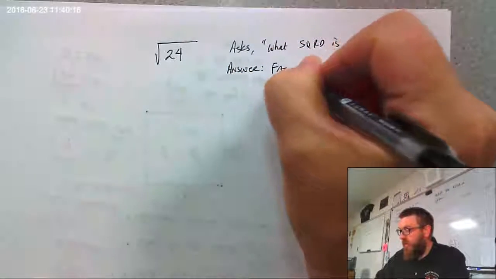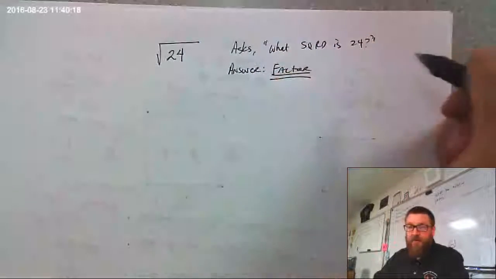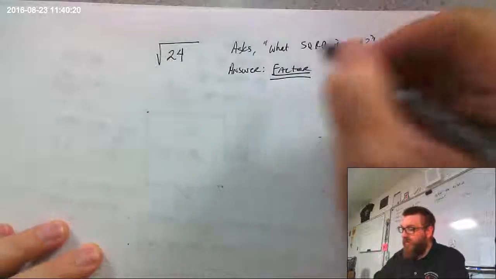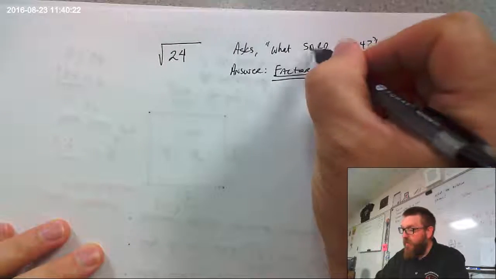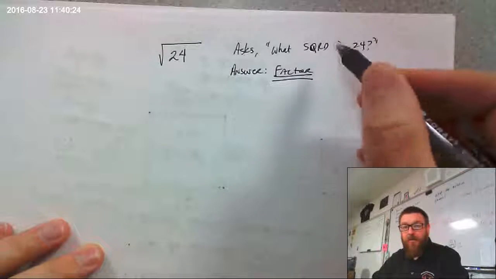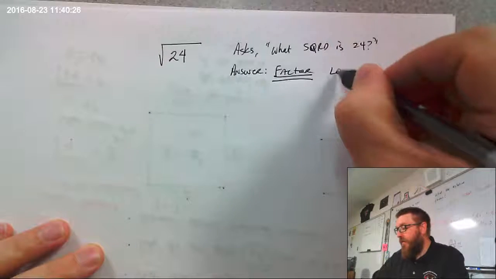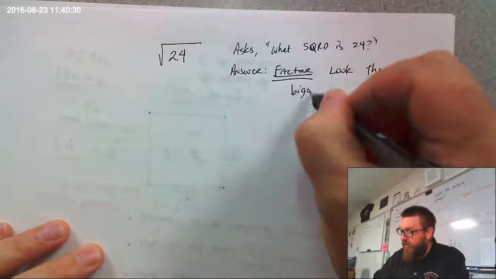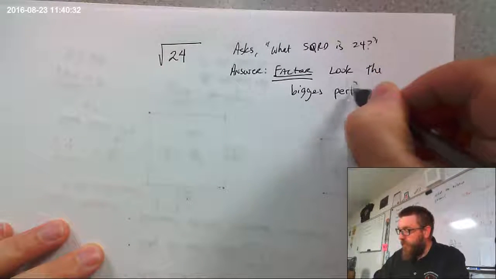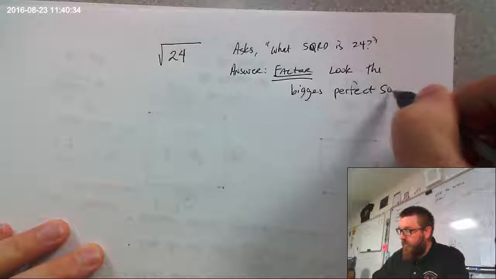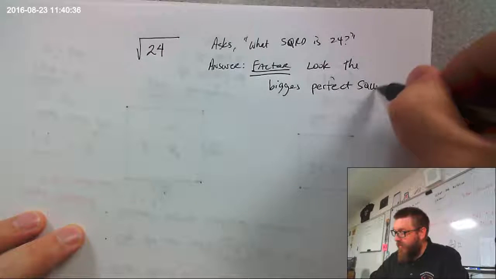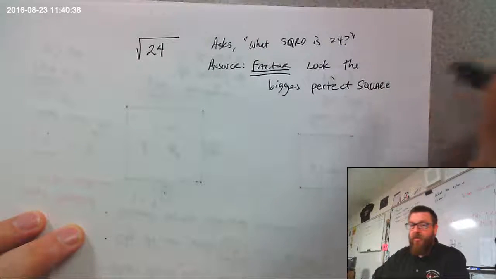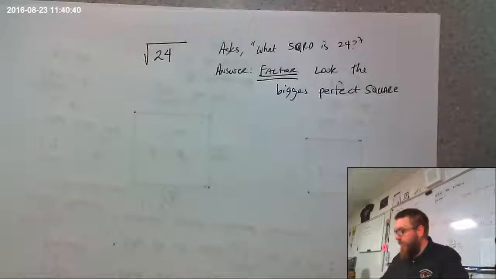So to answer the question, you got to factor. But you're not doing prime factorizations. Don't do prime factorizations because the question has nothing to do with primes. The question has to do with squared numbers. So you're going to factor and look for the biggest perfect square.